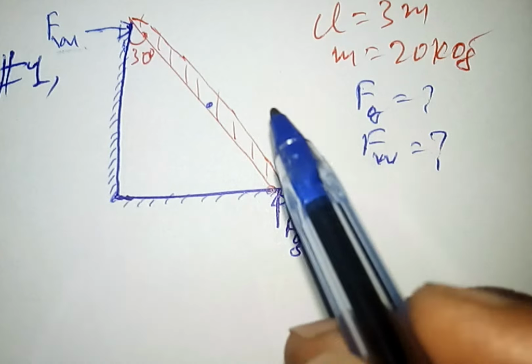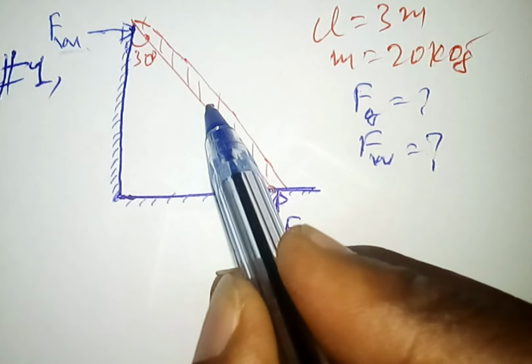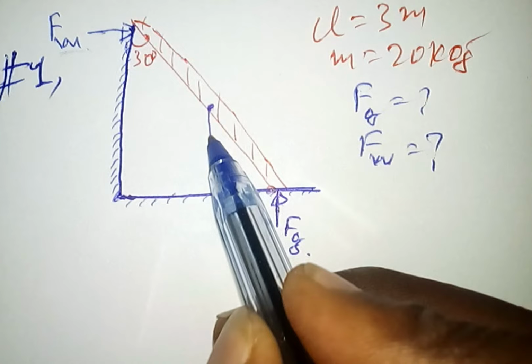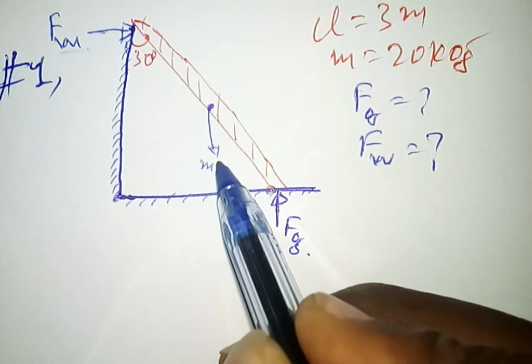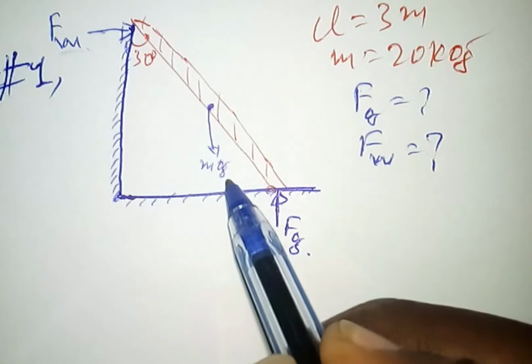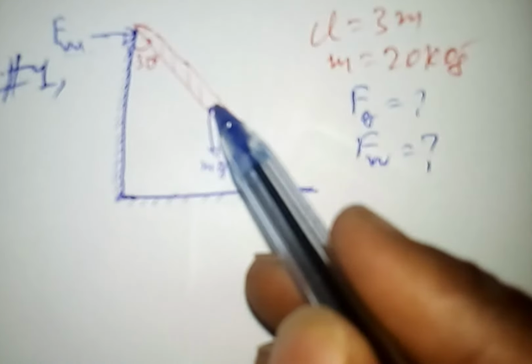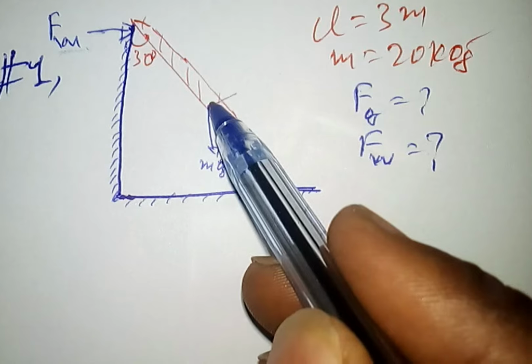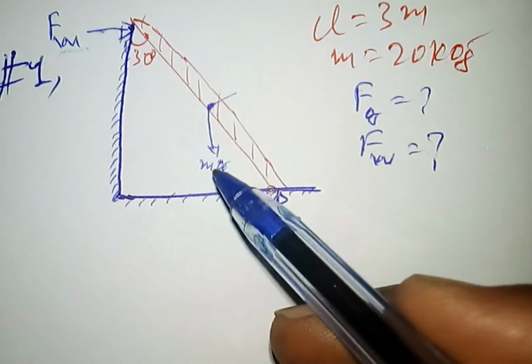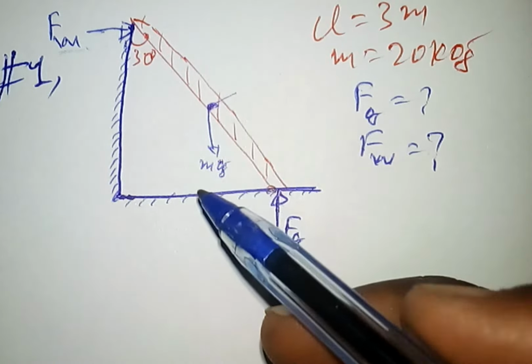Directly we can see that this is the center of mass of the ladder. So mass times gravity of the ladder, mg, is acting downward. Since the length of the ladder is 3 meters, up to this point is half, or 1.5 meters, which is the center of mass of the ladder.